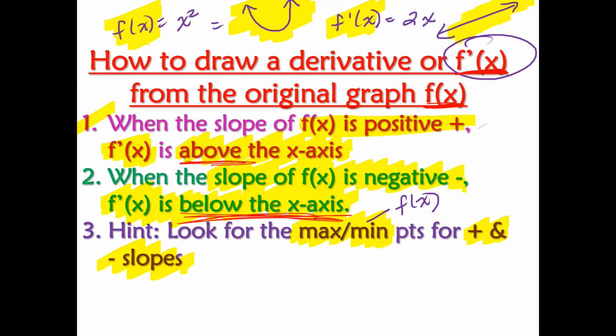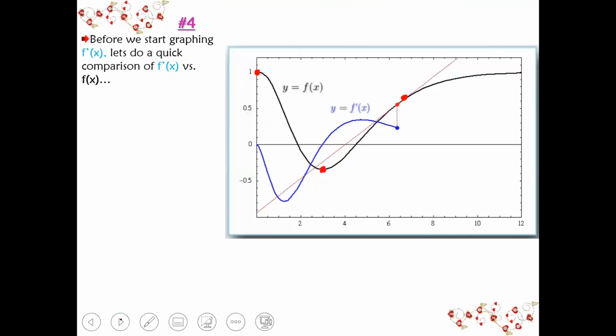x-axis. So because you're dealing with the x-axis, some of the hints I would suggest is definitely look for the max and min points for the positive and negative slopes. And let's take a look at this. So look at the relationship between the black line, which is f of x, and the blue line, which is f prime of x.